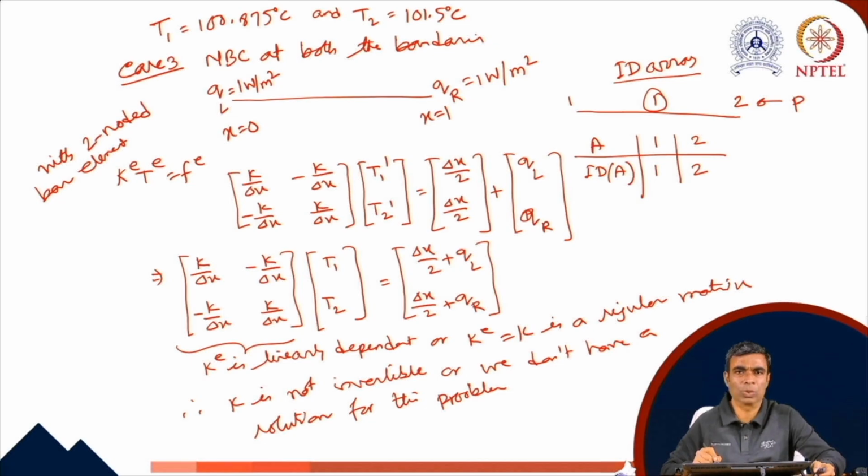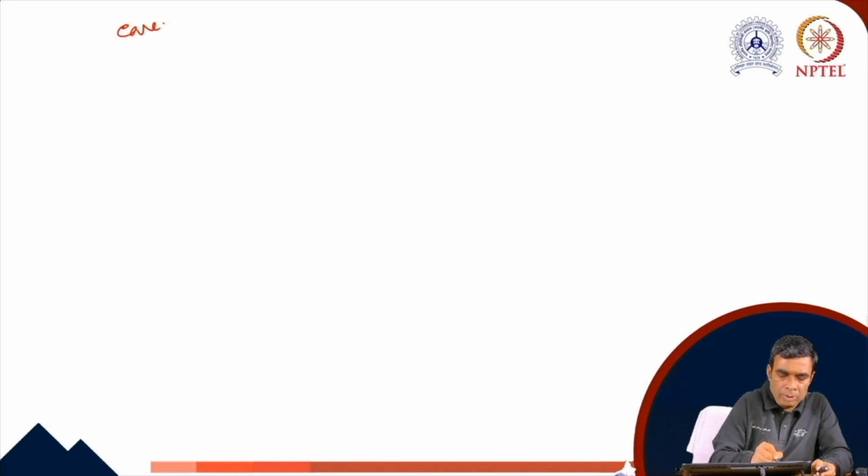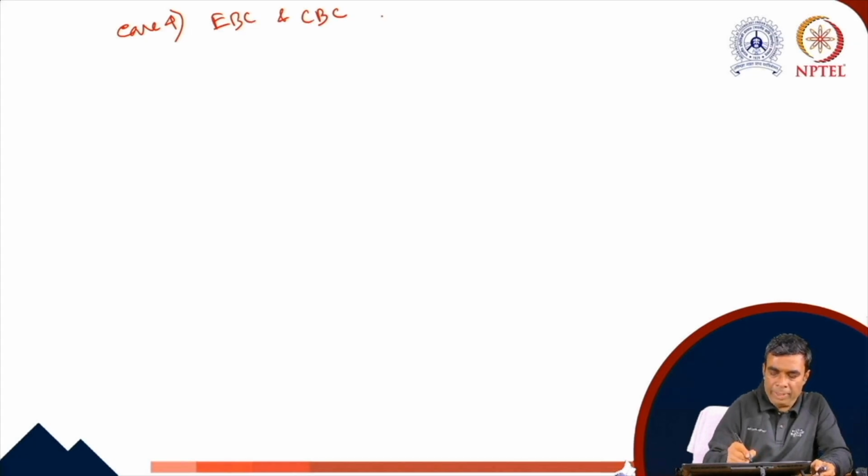So we have already shown the implementation of essential and natural boundary conditions by using two noded or linear and three noded or quadratic bar elements. Now we shall consider the case of essential and convective boundary condition using two noded bar element. So this will be case 4, EBC and CBC, convective boundary condition at the boundaries.